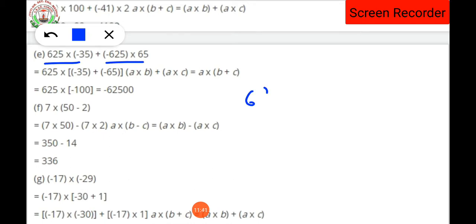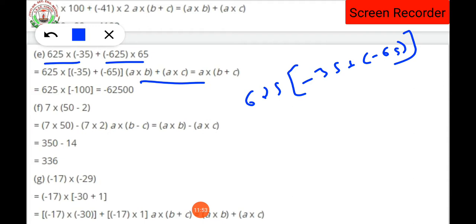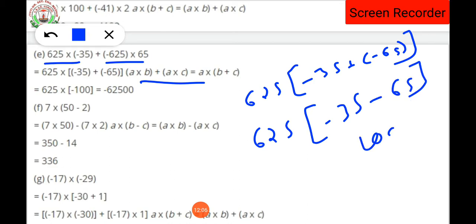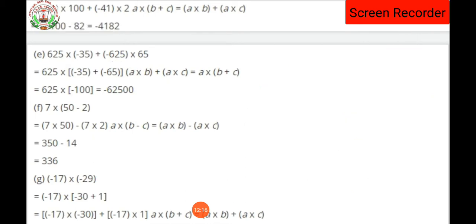Taking the number 625 as common, what is left? That is minus 35 plus minus 65. Which property is going to be used? That is the distributive property. Now, open the bracket. What will you get? Minus 35 plus minus 65 will be minus 100. Now, minus 100 will be multiplied with 625. You will get the answer as minus 62,500.